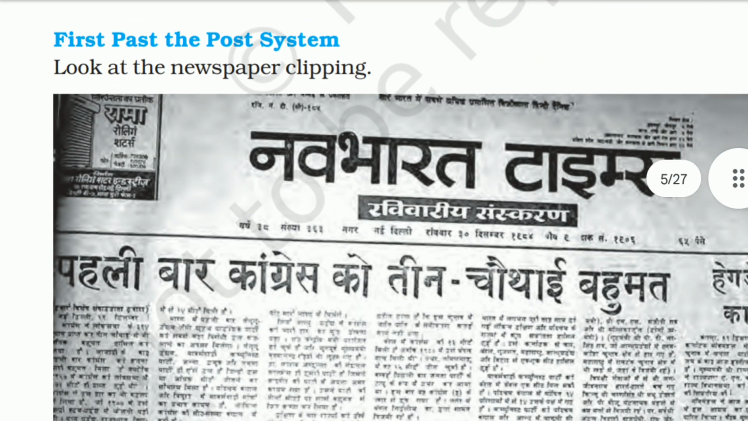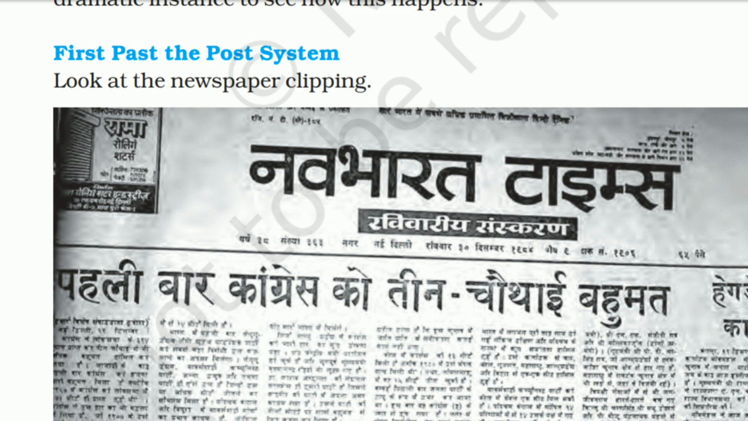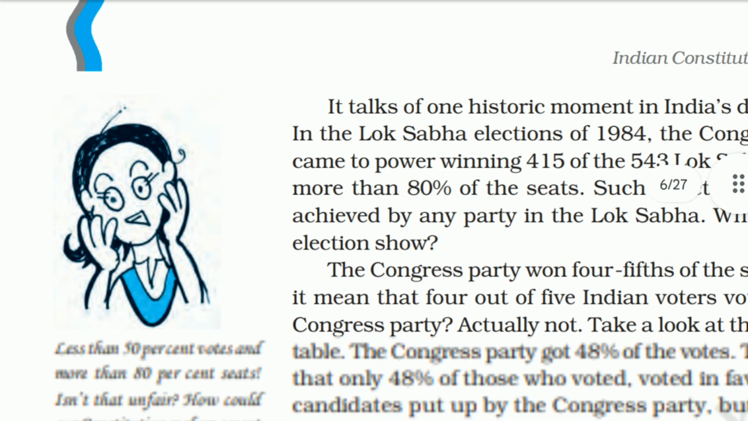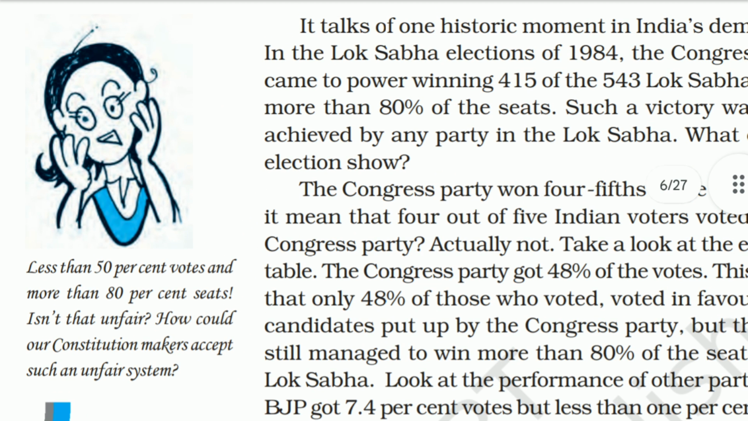Talking about the first past the post system, here is a newspaper clipping of Navbharat Times. The heading says the Congress got a three-fourths majority for the first time. I won't be able to read the details. What is it saying? Less than 50% votes and more than 80% seats. Isn't that unfair? How would our constitution makers accept such an unfair system? This question is legitimate, and the answer will of course be in the text.